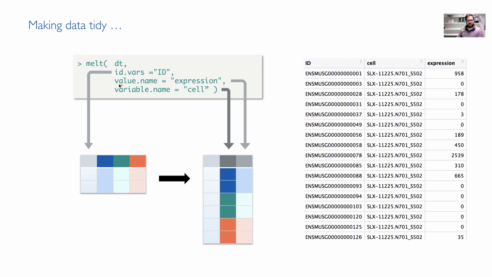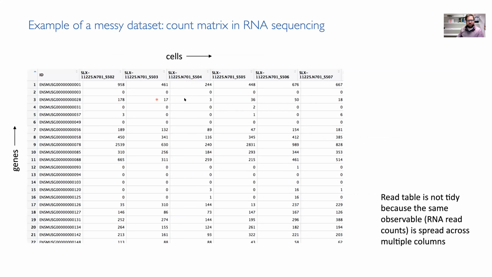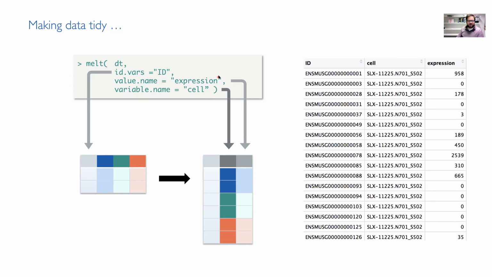Yeah, and the value name is how we want to call the values that are in these matrix elements here. And we just call this expression. Now that's what we call. And the variable name is the cell that we have here already, that tells us that this variable name is distributed now into this column.